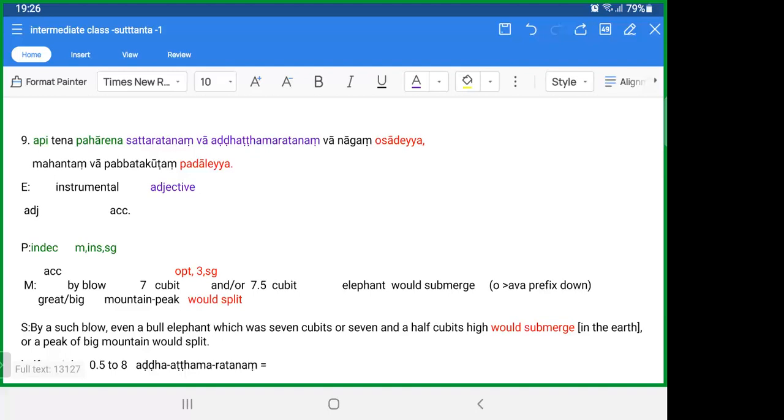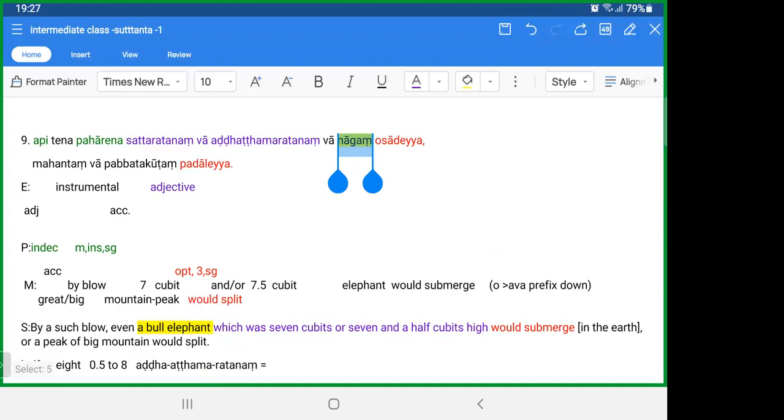Is seven and a half the subject? No, seven and a half is not the subject. It's just an adjective here, all right? So now, even a bull elephant would submerge, right? So this takes place as what? What do you think this is? Check. Now, Brother, you say it's a subject, so what is the case ending for subject?